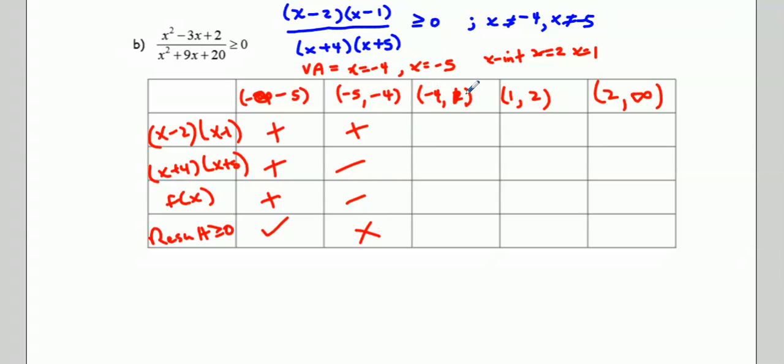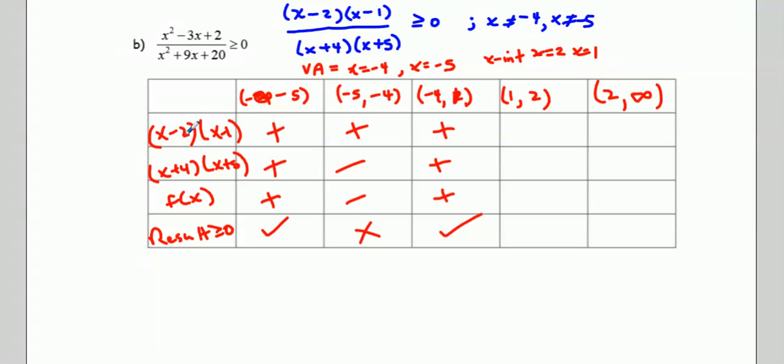Between negative 4 and 1, well, that's 0 falling in there, so this would be a negative times a negative, which is a positive, and a positive times a positive, which is a positive. And a positive divided by a positive is a positive. And is that what we want? Yeah.